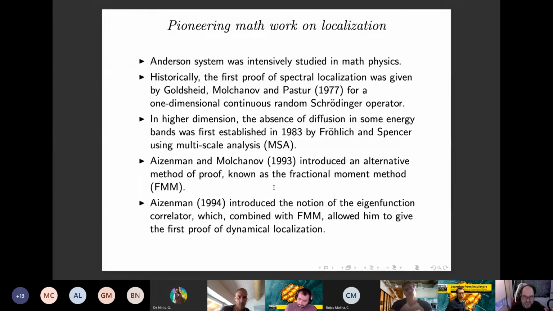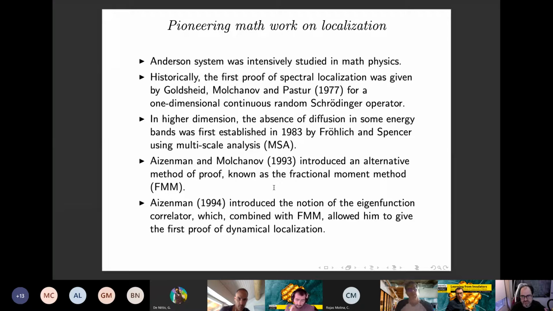a method that was first introduced by Fröhlich and Spencer, called multi-scale analysis, was inspired by KAM construction. I will explain, hopefully, why KAM enters into the game. I mean, this basically controls the small denominators. And ten years after that, Aizenman and Molchanov introduced an alternative method of proof known as the fractional moment method. If time permits, I will comment on why they actually wanted to consider an alternative method.